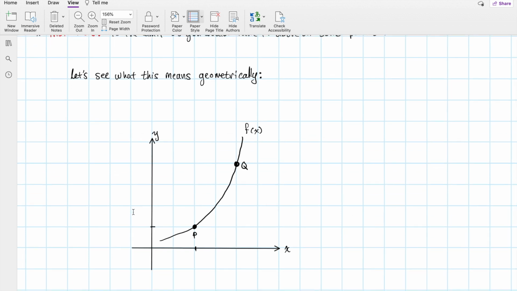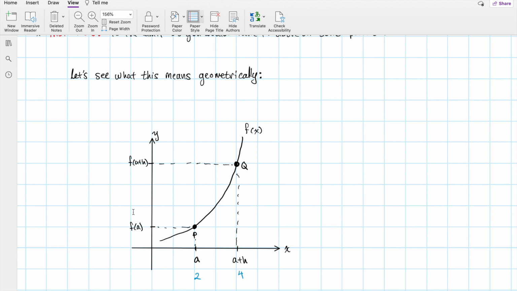On the x-axis, we have some sort of value a over here that corresponds. Q is going to correspond to a plus h. Therefore, over here we have f at a, and this is f at a plus h. Now let's simplify what this means. These are just some values. Let's say on the x-axis we have 2, and this value over here is 4.